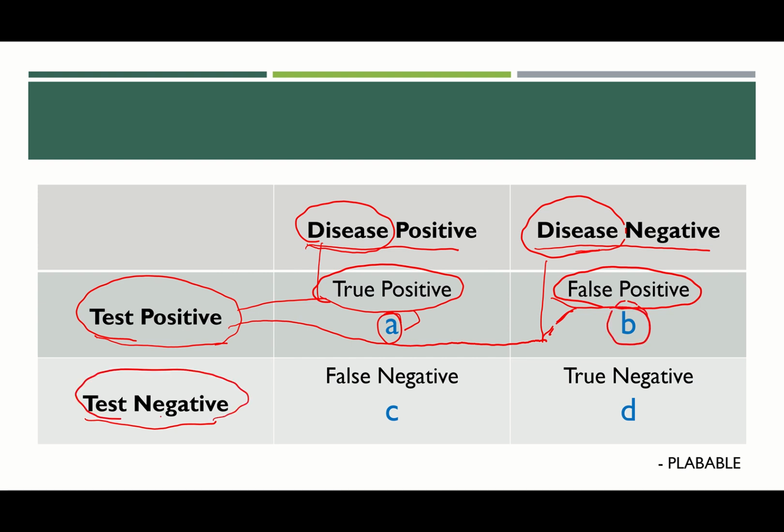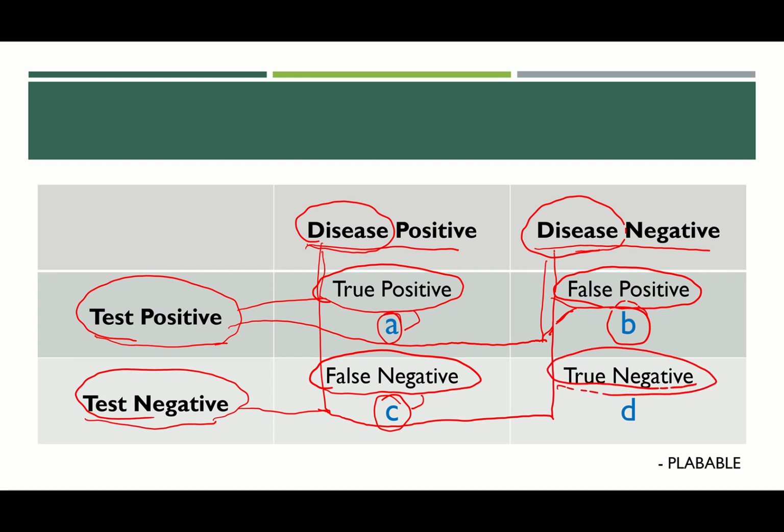What about the test negative? Those who had a test negative but actually have the disease, their test result is wrong. So they are falsely negative, which is indicated by C. And those who neither have a positive test nor actually have the disease, those are true negatives. They are actually fit people, which is indicated by D.